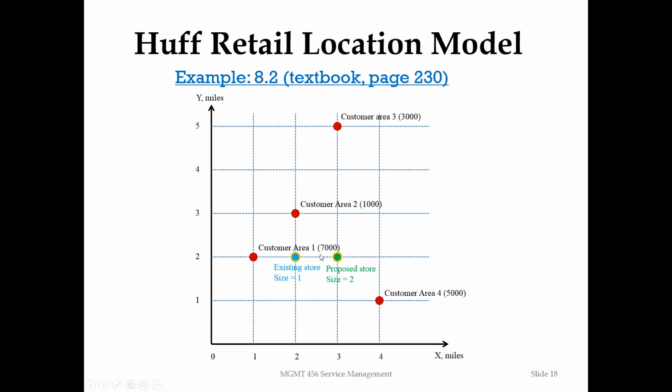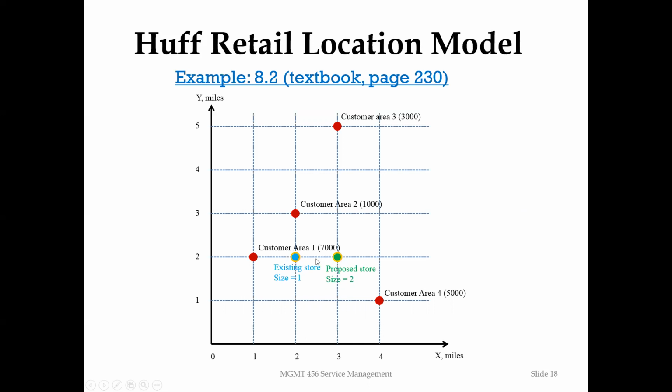So for example, if you look at customer area 1, each month, customers who live in area 1 are going to spend about $7,000 in retail shopping. Similarly, for those who live in customer area 2, in total, they are going to spend about $1,000 in retail shopping. For customer area 3, they're going to spend about $3,000. And customer area 4, altogether, is going to spend about $5,000. So the numbers inside the parentheses show the total expenditure for customers living in a specific area.